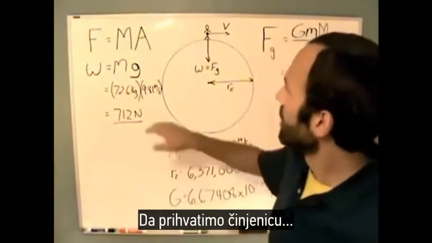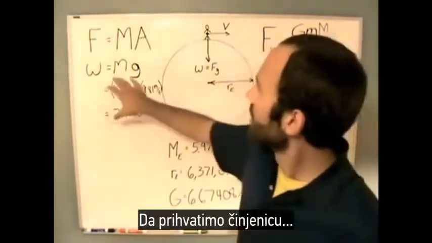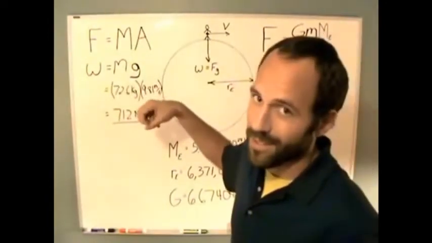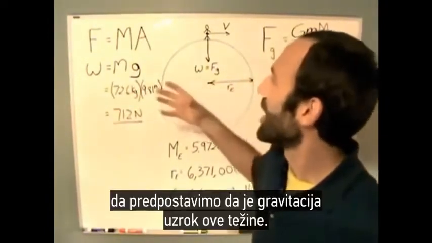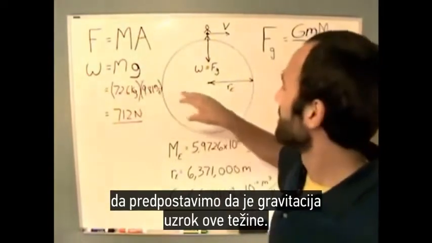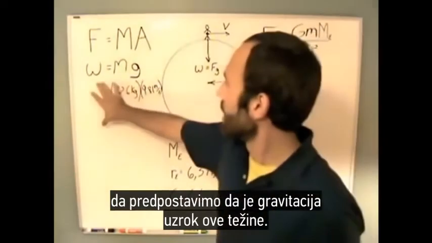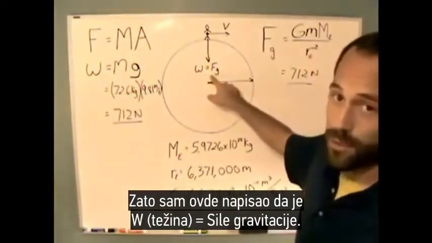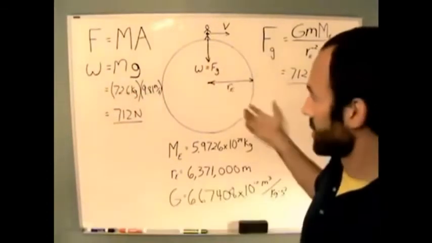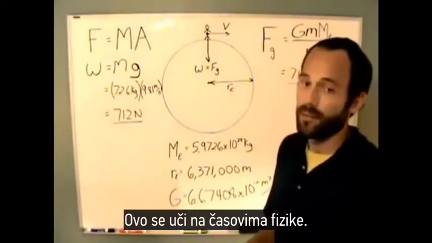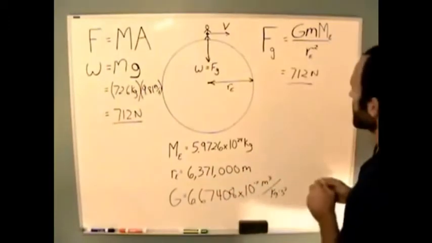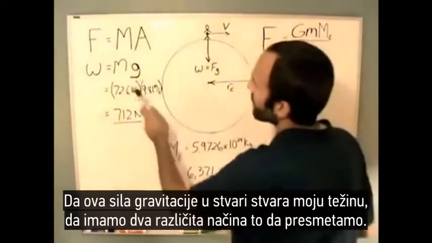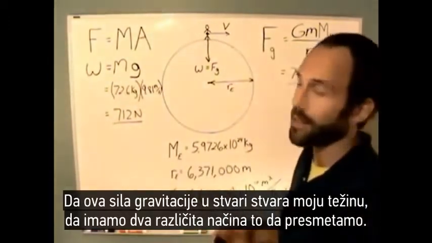To accept the assumed fact that gravity is causing this weight. And that's why I have weight equal to the force of gravity on here. Okay? This is what is taught in physics. That this force of gravity actually creates my weight, but there are just two different ways we can calculate it.